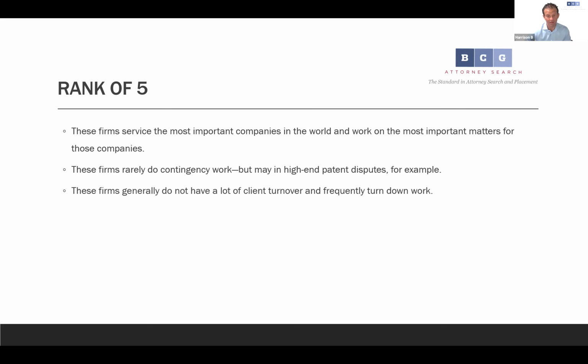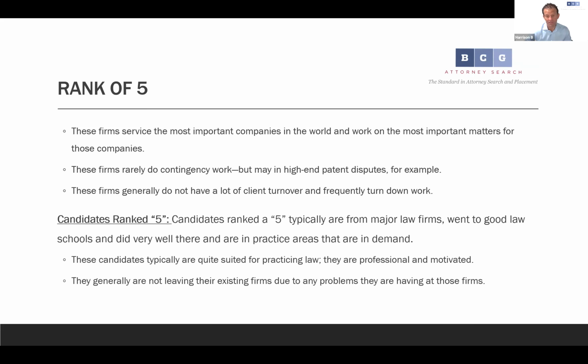And they often don't have a lot of client turnover. Their clients stick with them for a long time. IBM's been with Cravath forever. The companies will keep their law firms around, and the law firms are seen as the star system. And their bills typically aren't questioned too aggressively. And so candidates that are ranked a 5, like Sullivan Cromwell, which represents Volkswagen, I think. These are big firms with big name clients that really want the best service possible.